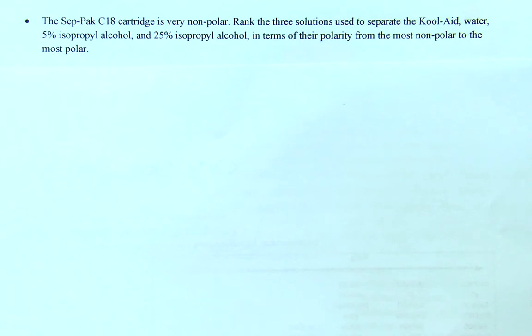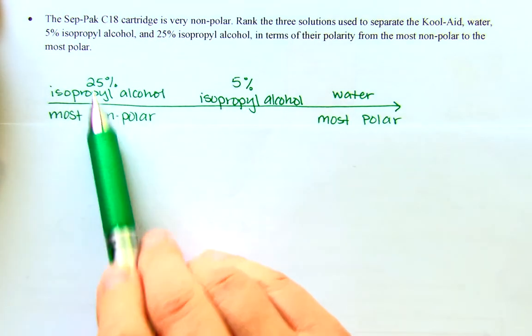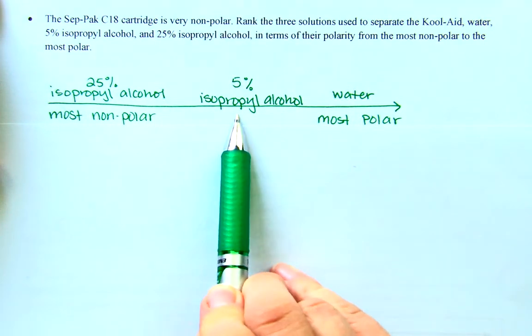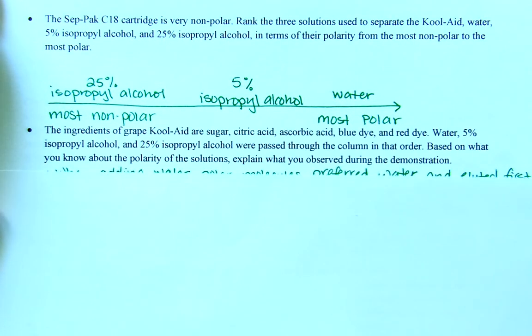Water, 5% isopropyl, and 25% isopropyl. So the most nonpolar solution, or the most nonpolar solvent, was the 25% isopropyl, 5% was somewhere in between, and water was the most polar solvent. So what happened when you added these?